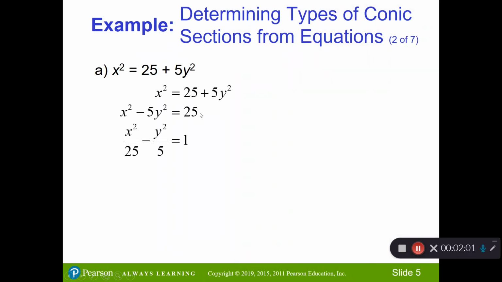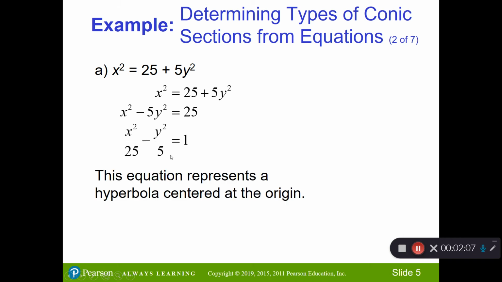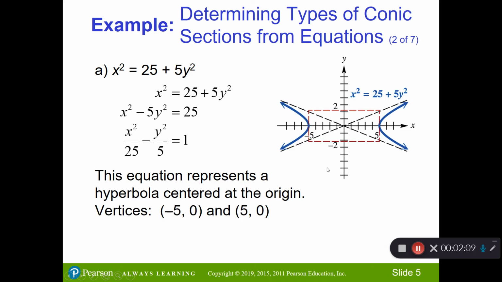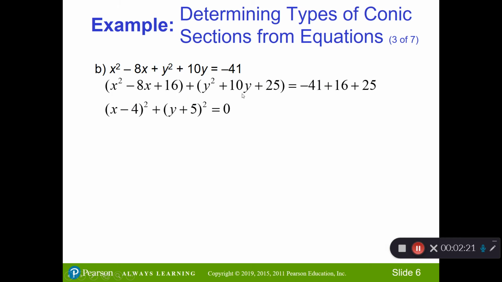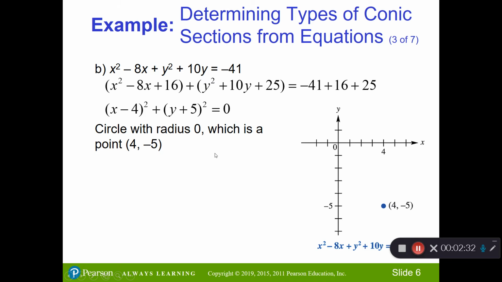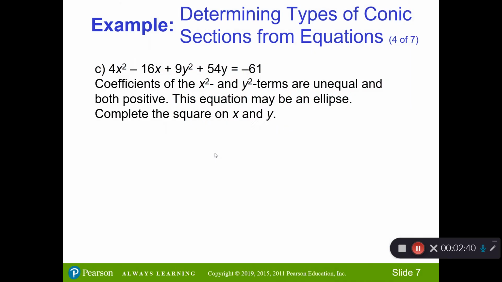So if I move the x squared, the 5, to the other side, and then divide to get a 1 there, we end up with a hyperbola much as we suspected. And there's our graph, and there's our information about that hyperbola. If I get this into the standard form, I do so by completing the square. So if I complete the square on this, then notice that I get a 0 on the other side. A circle with a radius of 0 is not a circle. It's just a point. So this is an example where it's not the conic we suspected. We suspected a circle, but the radius doesn't allow it to be.